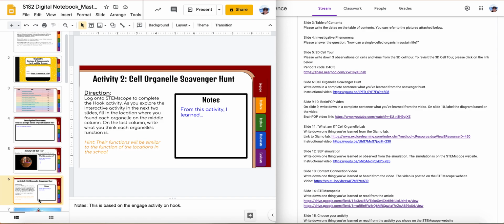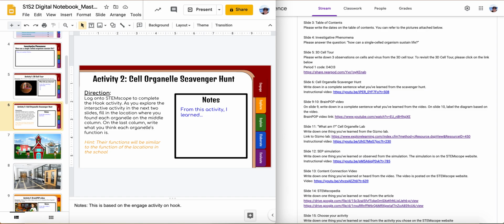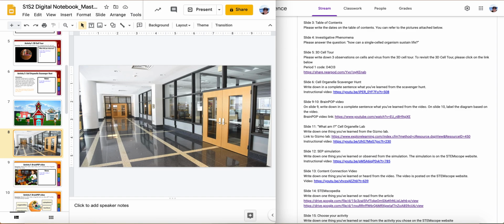Slide 6, cell organelle scavenger hunt. In this activity, we take a look at slides 7 and 8 to look at different places where we find, for example, the principal's office is like the nucleus, the door is like the cell membrane. So write down one sentence from what you learned from the scavenger hunt. If you want to take a look at the instruction video on the scavenger hunt again, you can click on this video right here. Slides 7 and 8, there's nothing we need to do. They are just slides for the scavenger hunt.